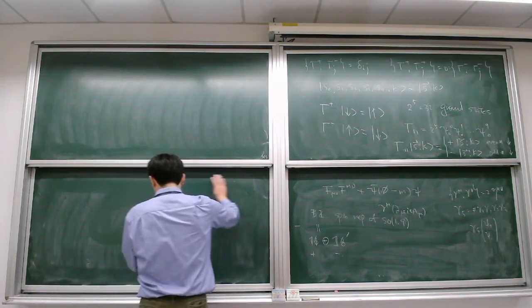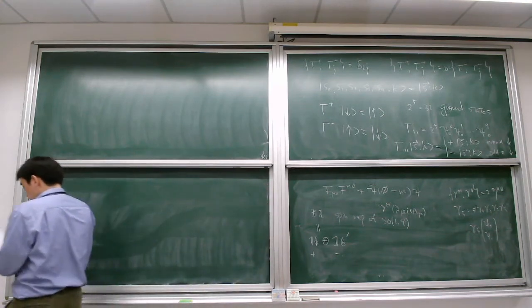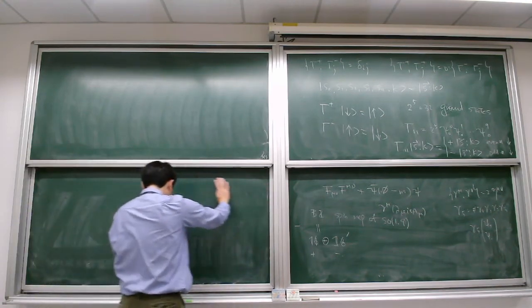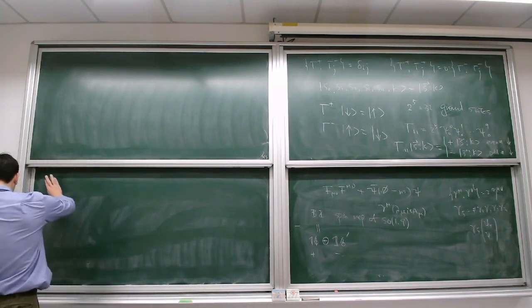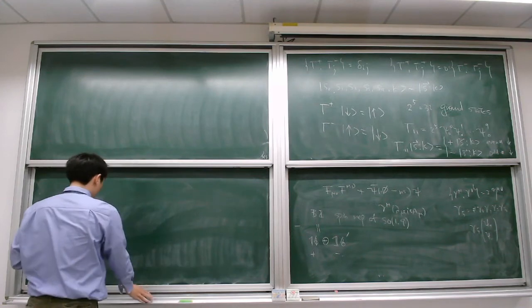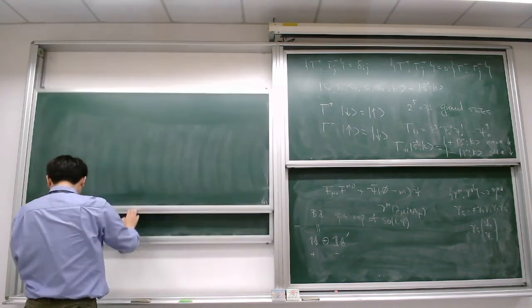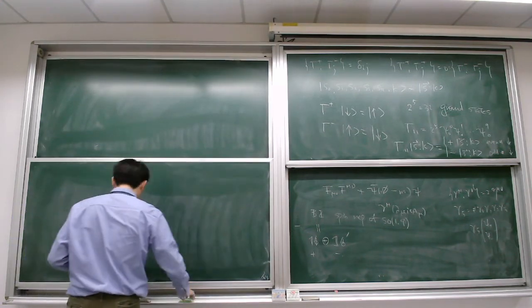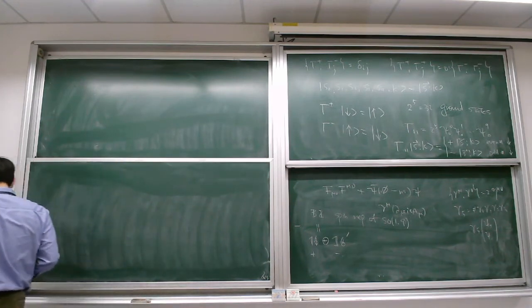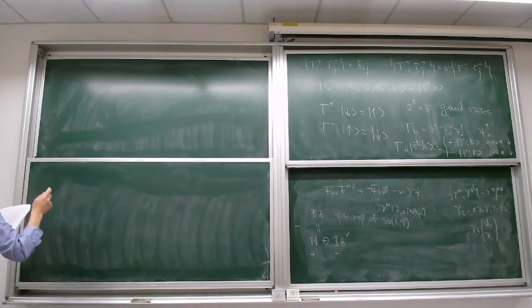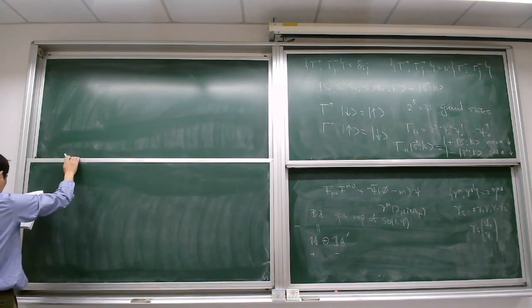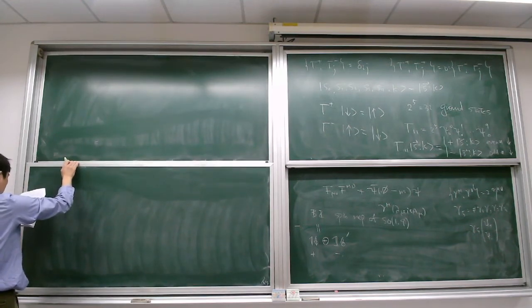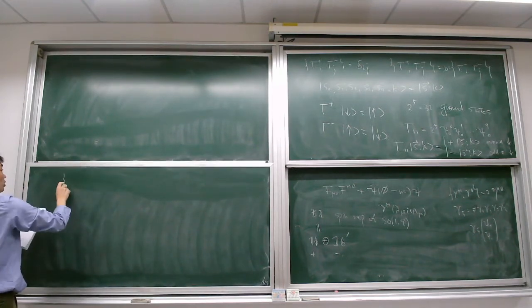So first, to determine physical states, we again need to do the BRST quantization. In addition, for this fermionic theory, you need a so-called GSO projection. So let's review what BRST quantization was. BRST quantization is indeed to determine physical states.